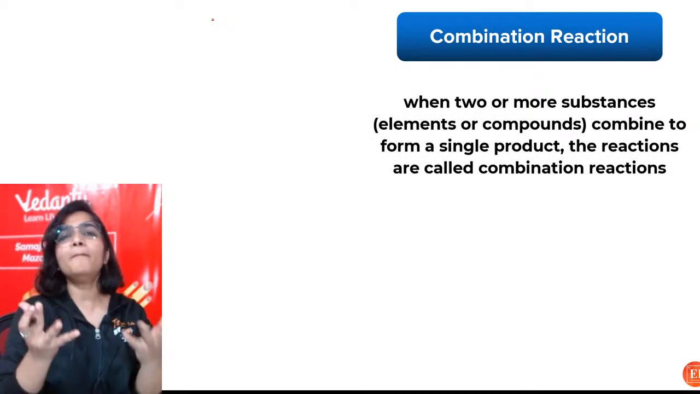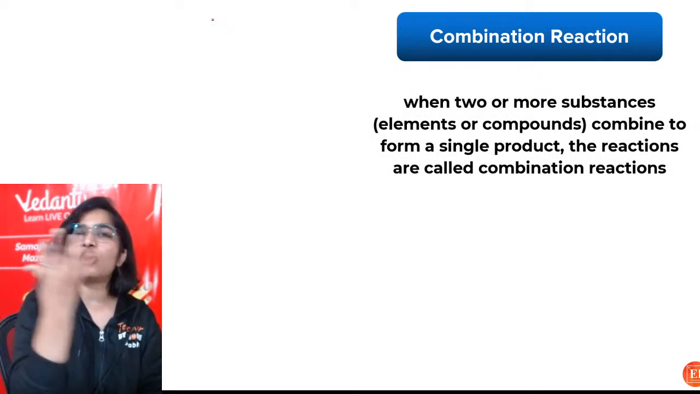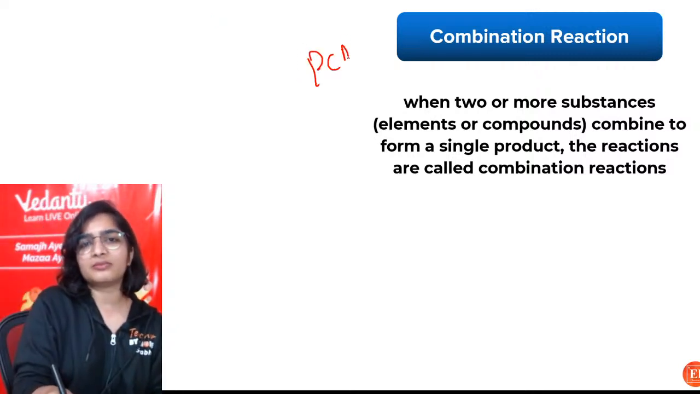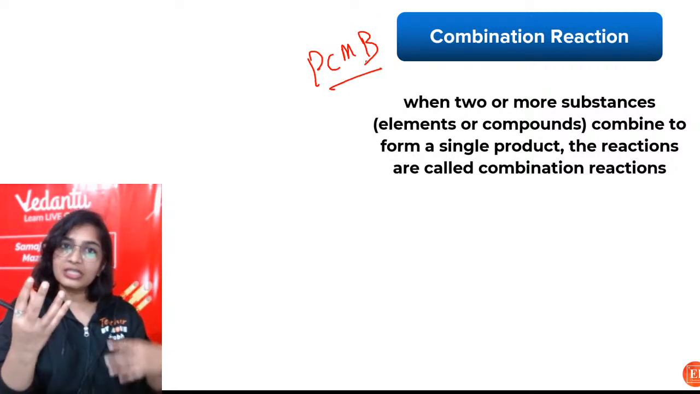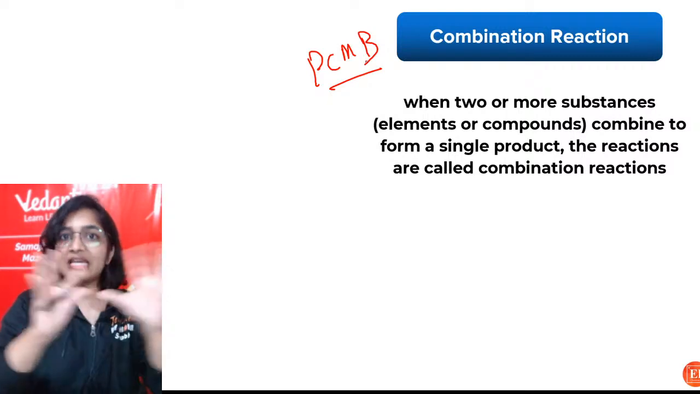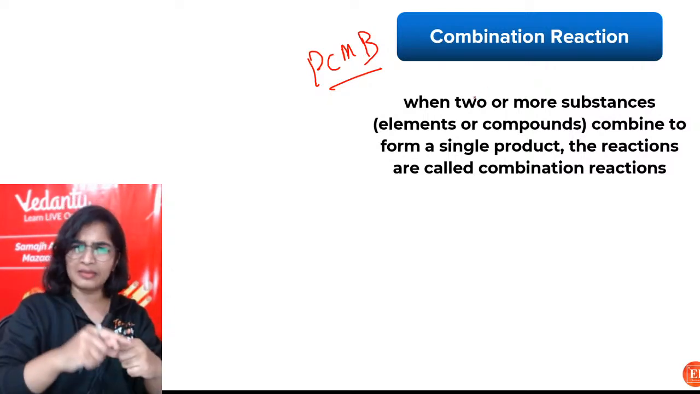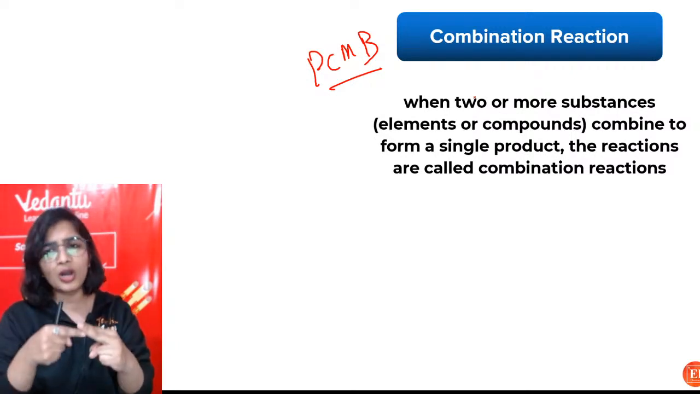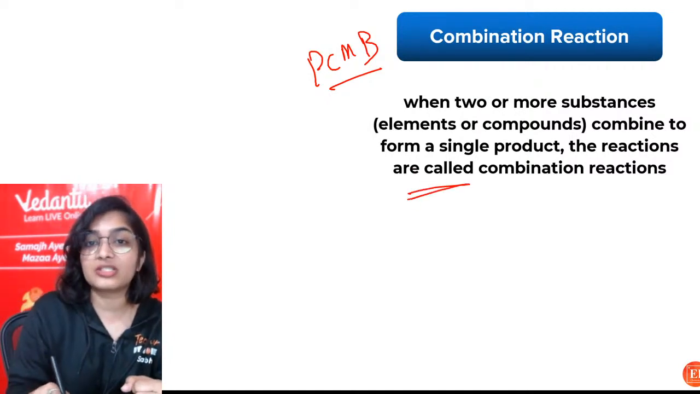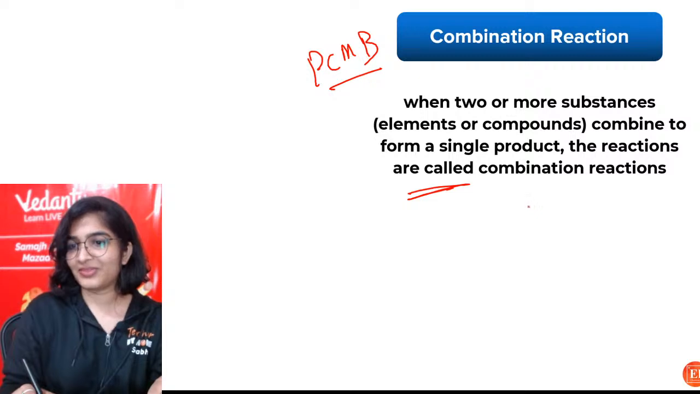So what is a combination reaction? You might be talking about the combination you will take when you go to 11th grade, right? I took PCMB, man. This was my combination. Physics, chemistry plus math plus biology, combined, science. In the same way, when two or more substances, that is elements or compounds, combine to form a single product, the reaction is called a combination reaction. Very good.